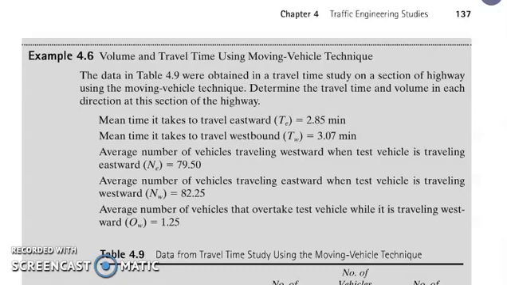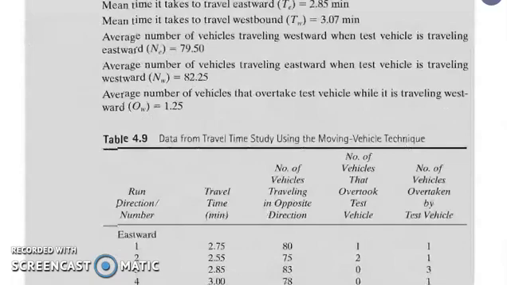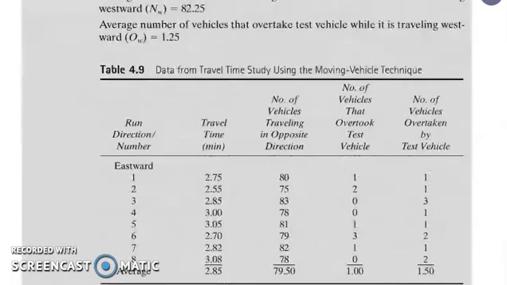So for that one, we have here the data from our travel time study using the moving vehicle technique. So we have here the corresponding run direction or number. We have the travel time. We have the number of vehicles traveling in opposite direction, the number of vehicles that overtook test vehicle, and the number of vehicles overtaken by the test vehicle.